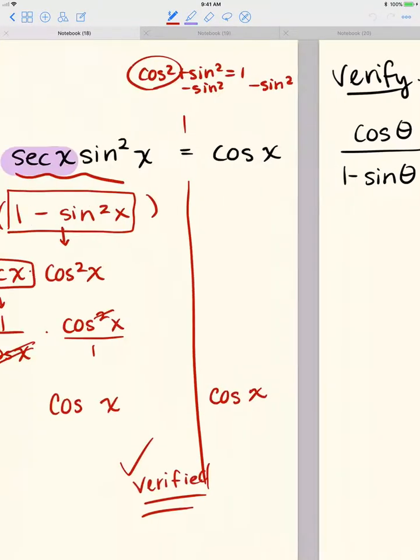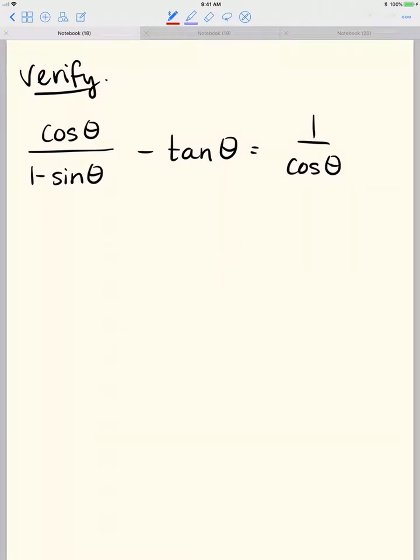Another example here is cosine of theta over 1 minus sine of theta minus tangent of theta equals 1 over cosine of theta. The left side is the busiest, so I'm going to try to make 1 over cosine, which is also secant. So that could have been shown here to make it equal secant, but this one represents it as 1 over cosine. So we're just going to leave it like that. And so we are manipulating the left side. So I have a subtraction that involves a fraction, and while my tangent of theta doesn't have a denominator, everything else is in terms of sines and cosines. So I don't have any squares, so I don't pull any of those formulas.